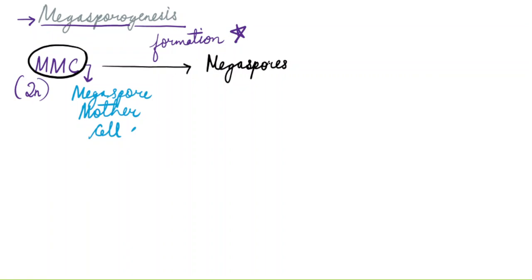Megaspores will be haploid. This megaspore will again undergo cell division, and after undergoing cell division, you will get a number of cells. We will discuss this, surely we are going to discuss. So let's speak about the detailed process. I will write on the next slide.